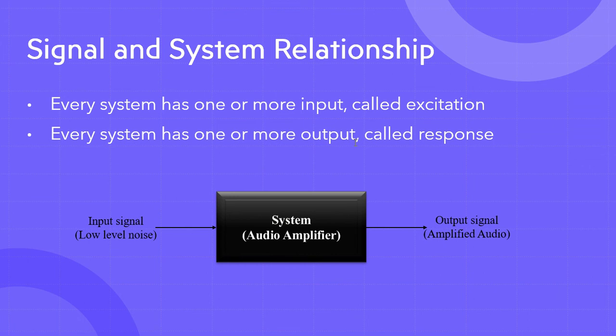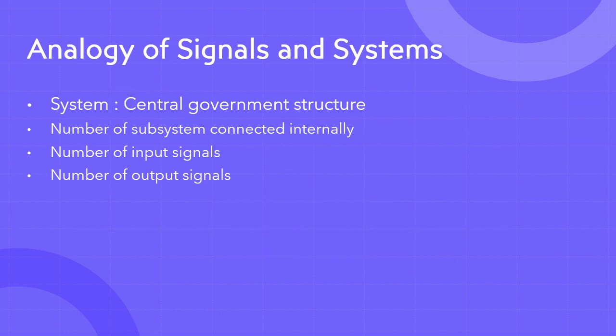Okay, so input is low level audio and output is the amplified audio. Now to understand this phenomenon a little better, let's discuss the analogy of signals and systems.